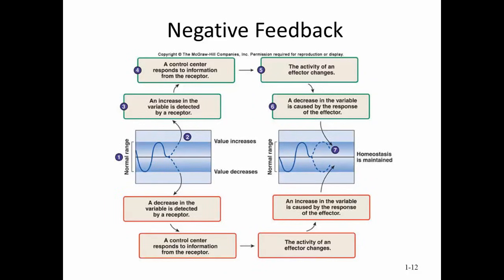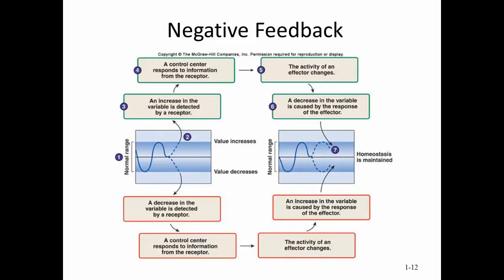Now, two things that control homeostasis are negative feedback and, of course, positive feedback. For negative feedback, I want you to think of a thermostat. On a thermostat, we set our temperature. Let's say we set it for 72 degrees. That's our set point. Now, it's going to fluctuate a little bit above and below that.